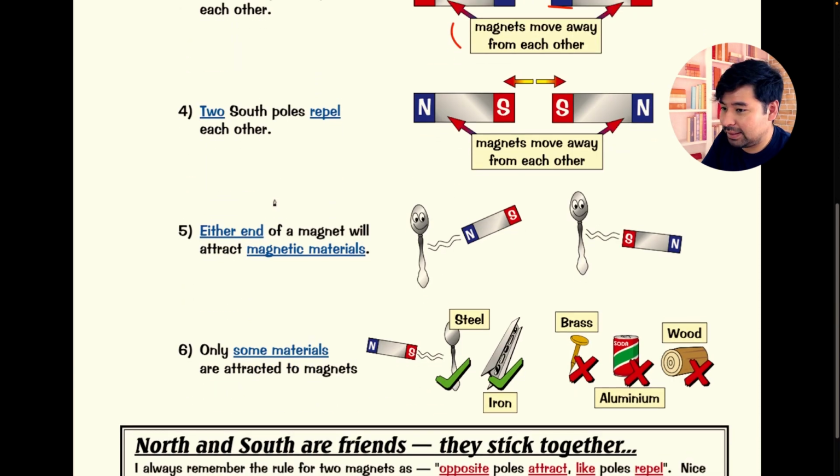Number four. Two south poles repel each other. The same effect. If you put two south poles, the magnets move away from each other, the same situation as north and north. Basically, if you put similar poles near each other, they will not be attracted, but they will force each other away. That's why we use the word repel.